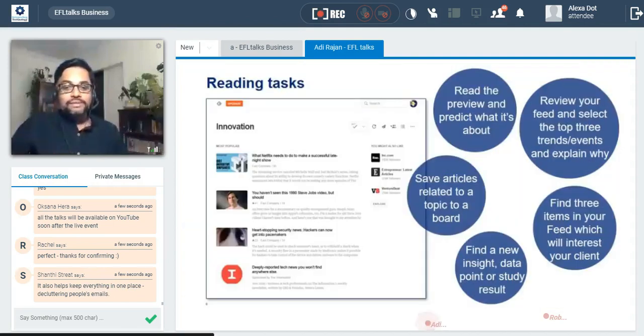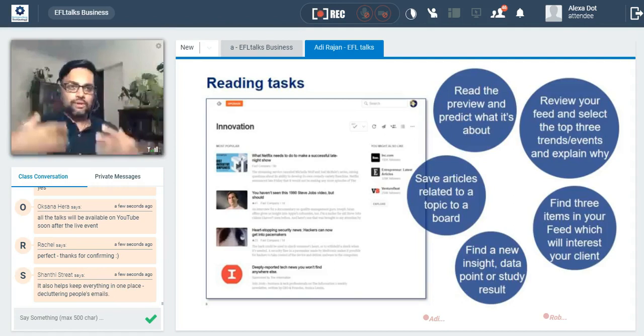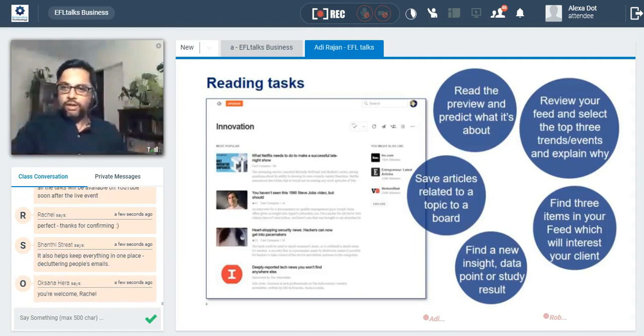Of course, Feedly lends itself to reading. Obviously, it's about reading, right? So some of the tasks I do are to get them to read the preview and predict what the article might be about. That's, I think, a valuable life skill, given the information overload in the digital world. Also, things like reviewing your feed and selecting the top 3 trends or events, explaining why. So there's some critical thinking connected to what I think Brahm was saying earlier.